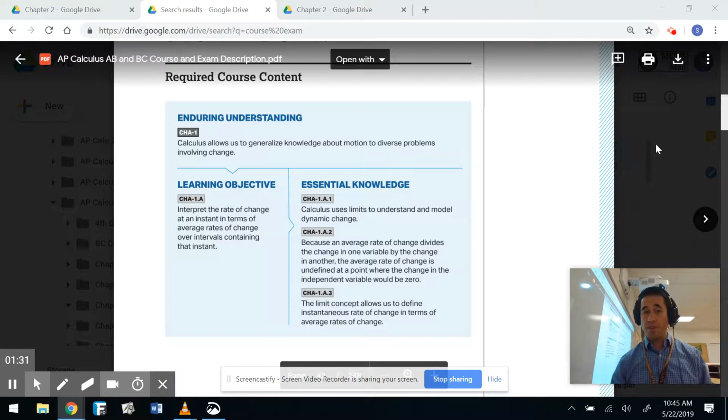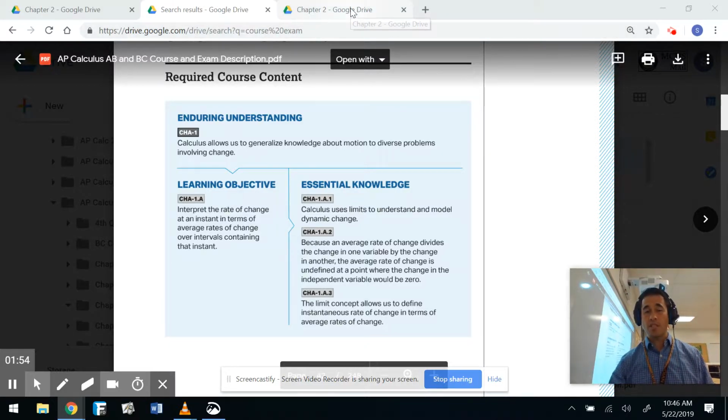Okay, I'm just going to go over one thing. Our objective here in this first lesson is to interpret the rate of change at an instant in terms of average rates of change over intervals containing that instant. Now, what I want you to do is look at the essential knowledge. You can hit pause, look at that, and then we're going to get started with a lesson.